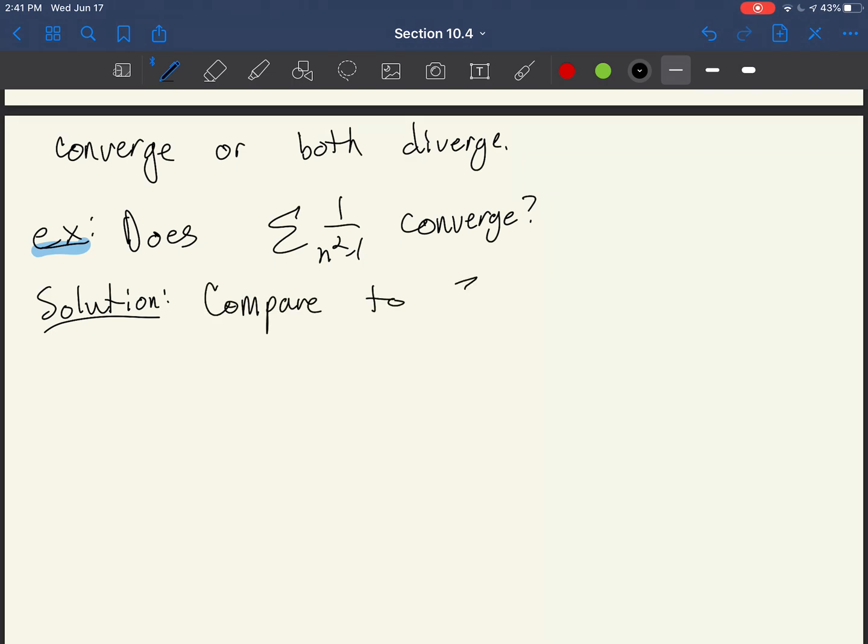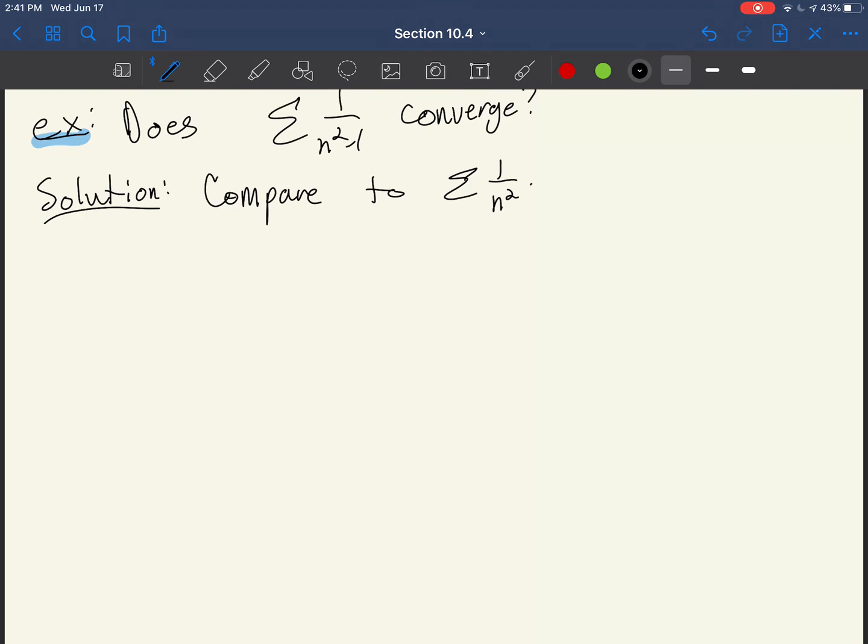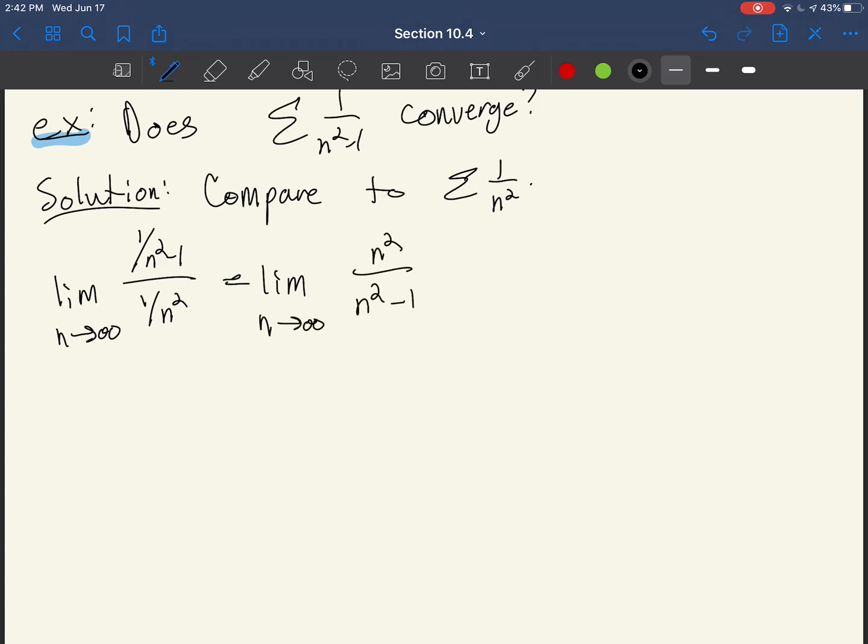So as we said, we want to compare this to the summation of 1 over n squared. So we take the limit as n goes to infinity of what we're interested in, 1 over n squared minus 1, divided by what we are comparing it to, 1 over n squared. Reduce this fraction. This is the limit as n goes to infinity of n squared divided by n squared minus 1.